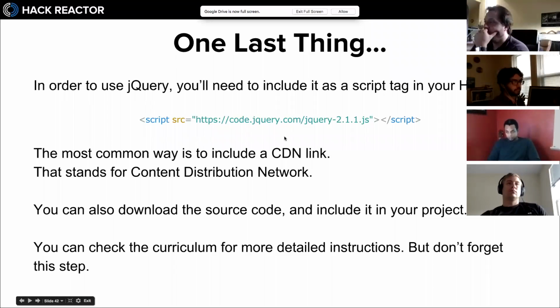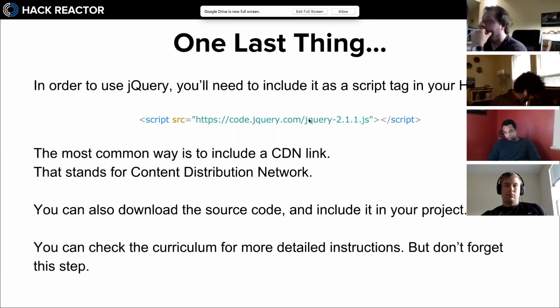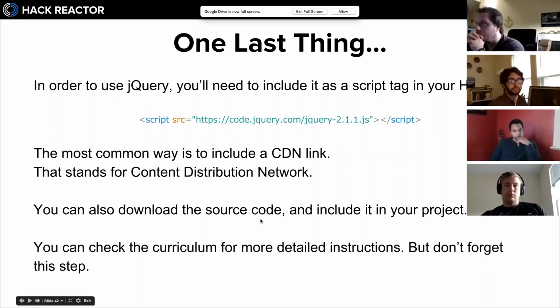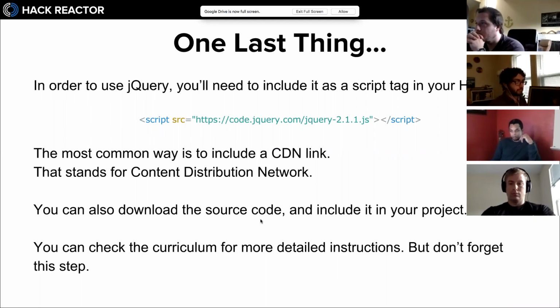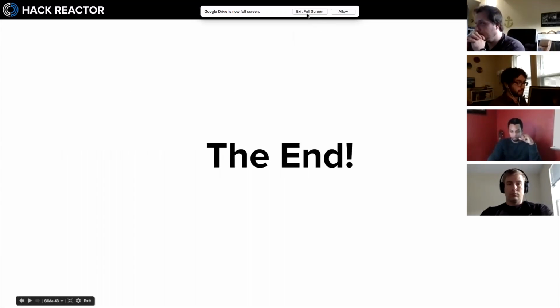You can also download the source code and then have jQuery as a library inside of the directory that you're working in. And then you would do a similar thing where you'd have script source equals, but then instead of pointing to somewhere out online, you would be pointing to wherever that jQuery file is on your computer. And the curriculum has instructions on how to set this up, but don't forget to do the step because you'll be writing jQuery and getting errors like it'll essentially tell you it doesn't know what the $ sign is. And if that's the case, you've probably forgotten to include jQuery. Cool.